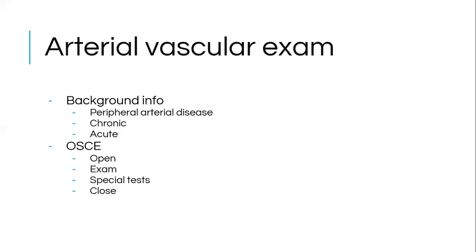So first I'll go through the arterial vascular exam. I'm going to go through some background information that you need to know. So I'll talk about what peripheral arterial disease is and how it's split into the chronic and acute types. Then we'll go through the OSCE. What I'm going to keep repeating here, and you'll be sick of it, is that each OSCE has an open, has the bit that you do to examine people, you go through your special tests, and then you've got your closing part.